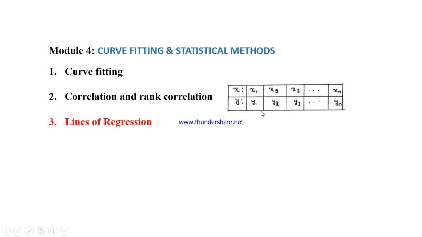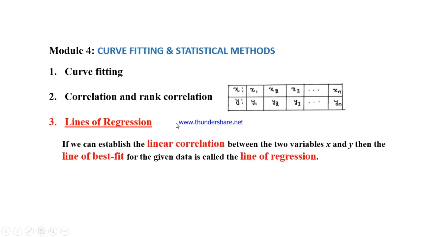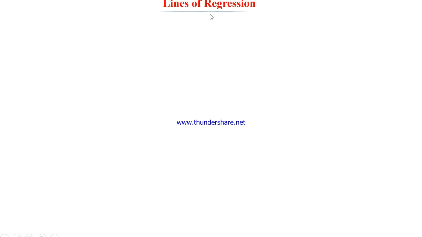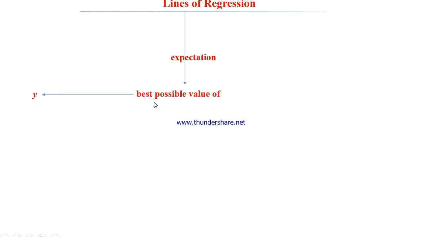Let us see the definition of this. This is what it says. If we can establish the linear correlation between the two variables x and y, then the line of best fit which we can obtain from this data is called the line of regression. In fact, two regression lines are possible for the data depending on our expectation, whether we wish to estimate the value of y or the value of x.